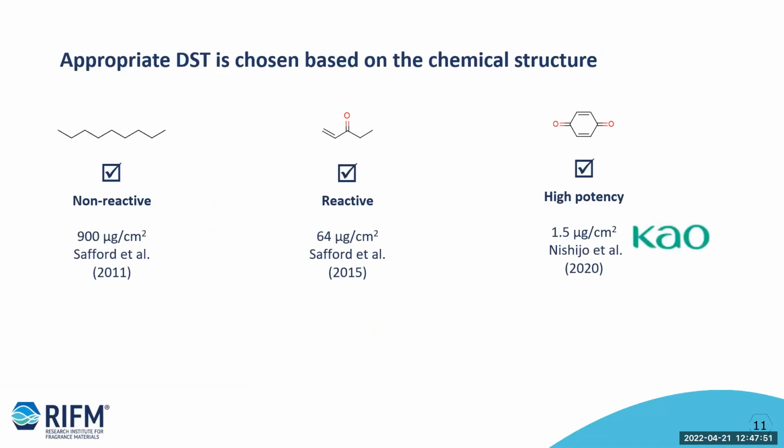When we do use the DST for our risk assessment, we first look at the chemical structure of the material. The different DST values are used depending on the chemical reactivity. 900 micrograms per centimeter squared is used for chemicals that don't have the reactive features, and 64 for the reactive ones. RIFM collaborated with Cal to derive the DST values for high potency chemicals, which we didn't have before. This work was published in Regulatory Toxicology and Pharmacology, and having these different DST values means that we have more ways to avoid further testing if the exposure to that chemical is low.